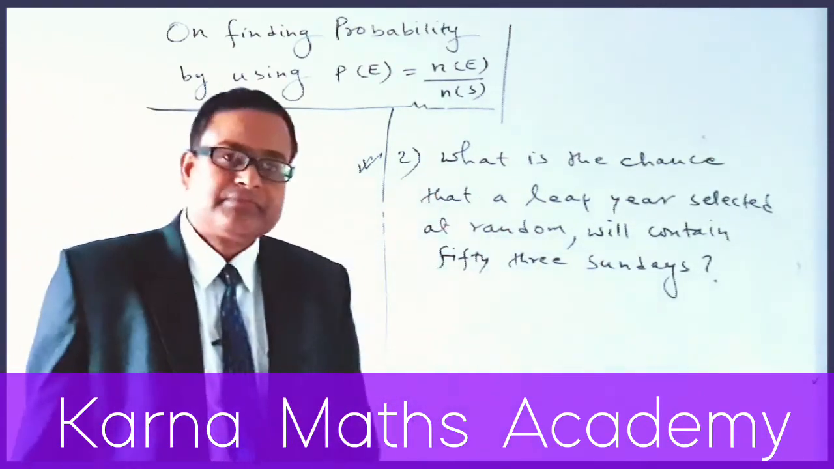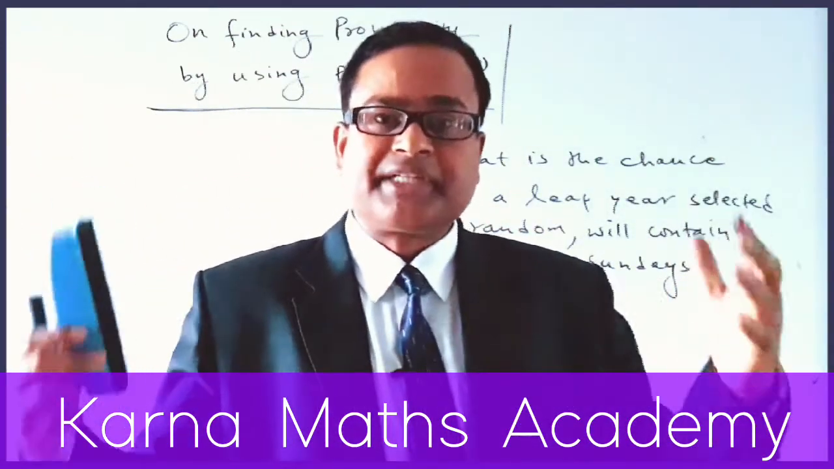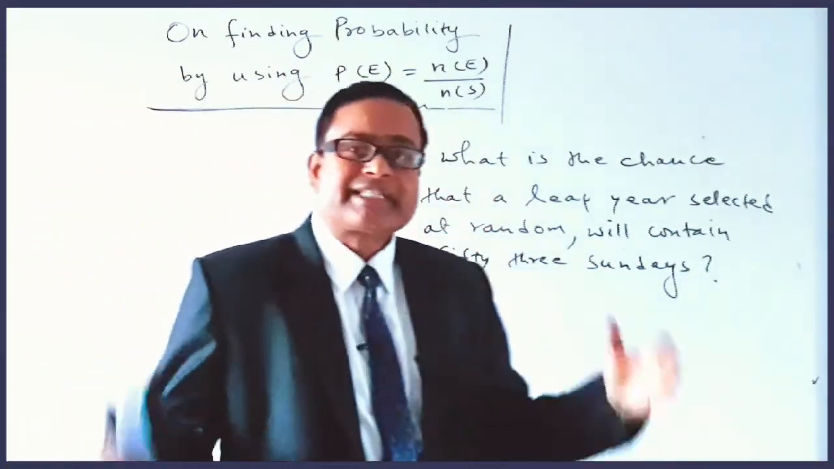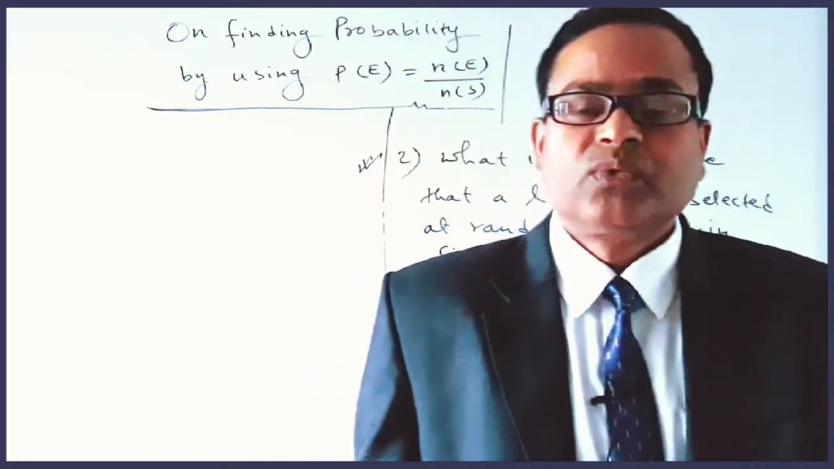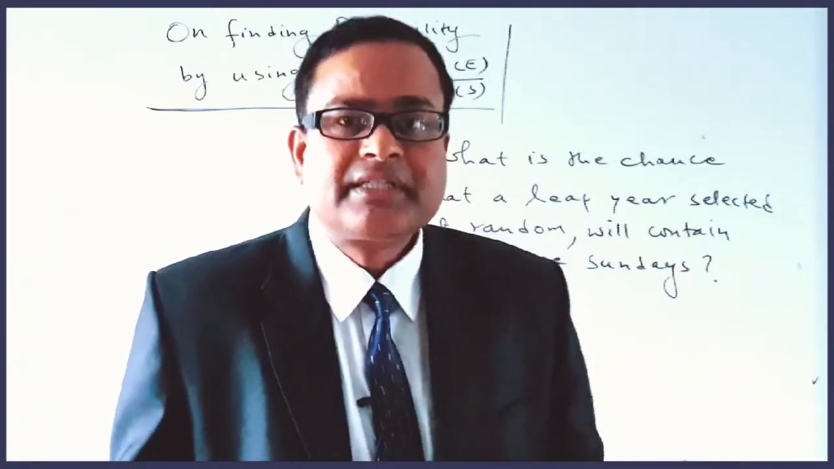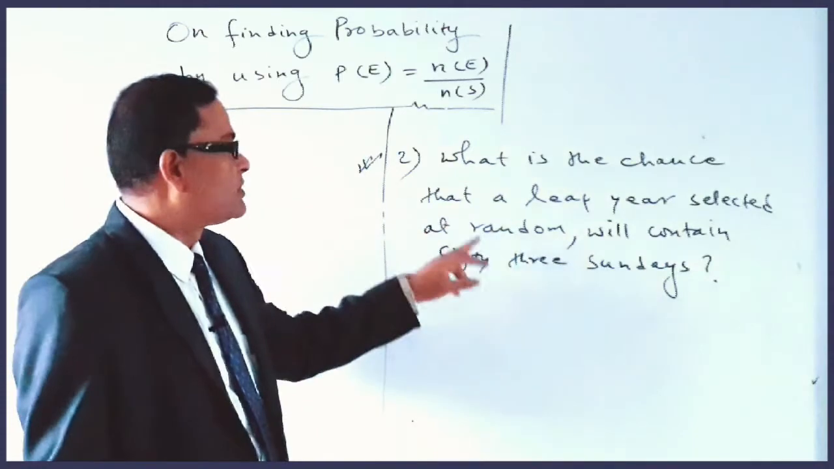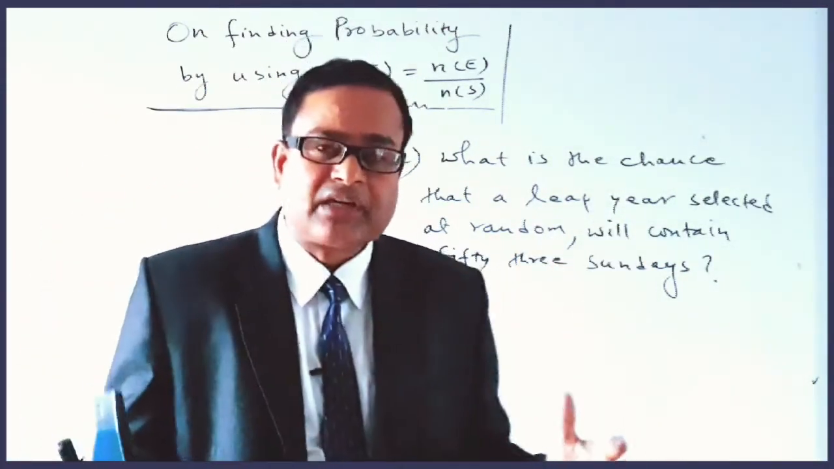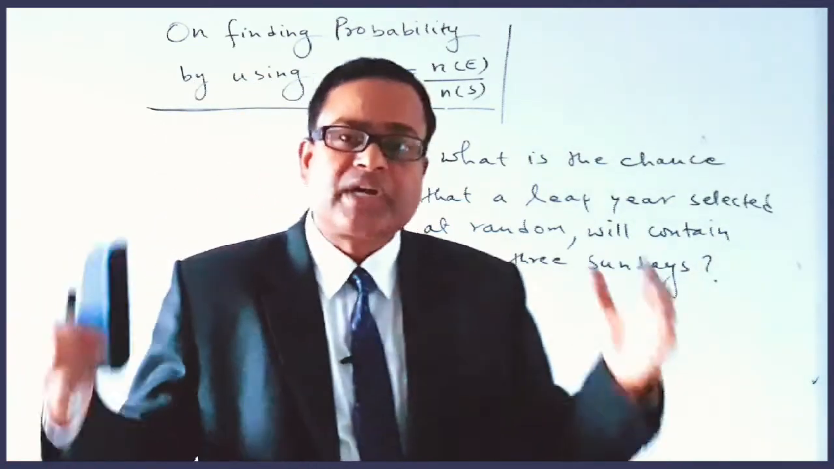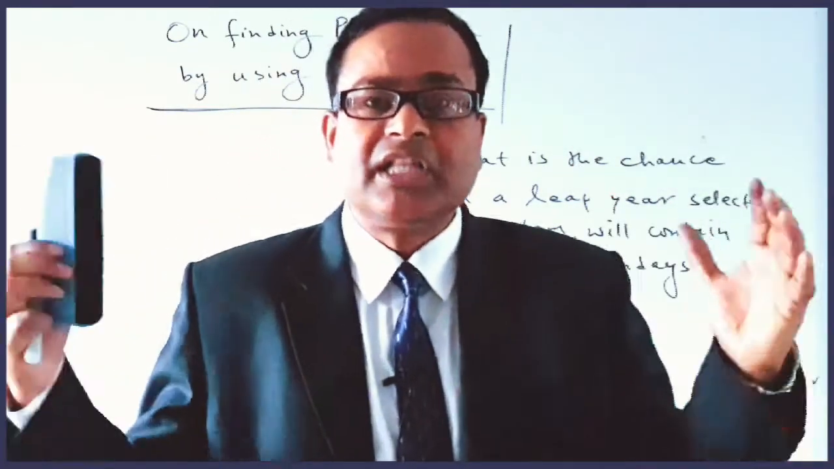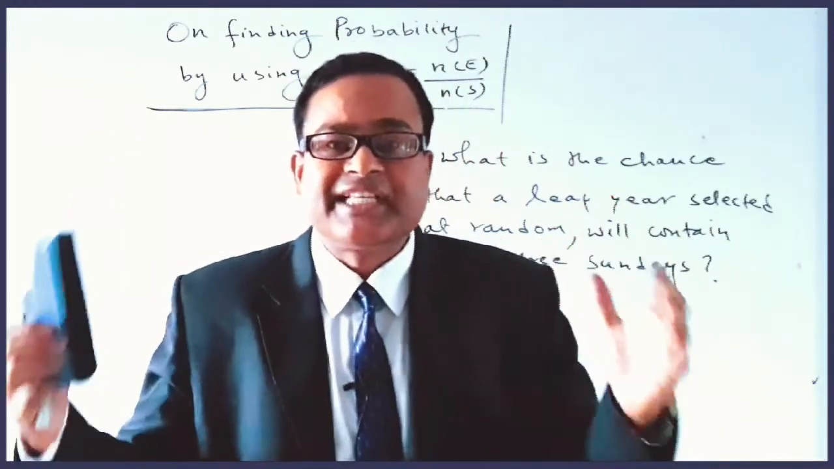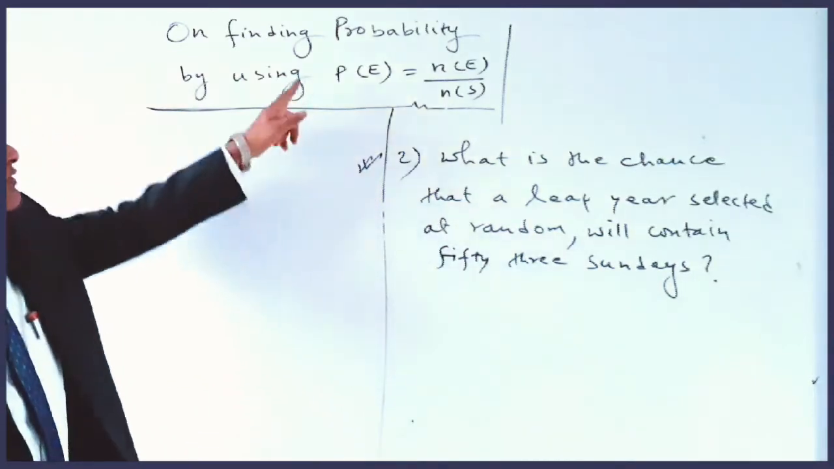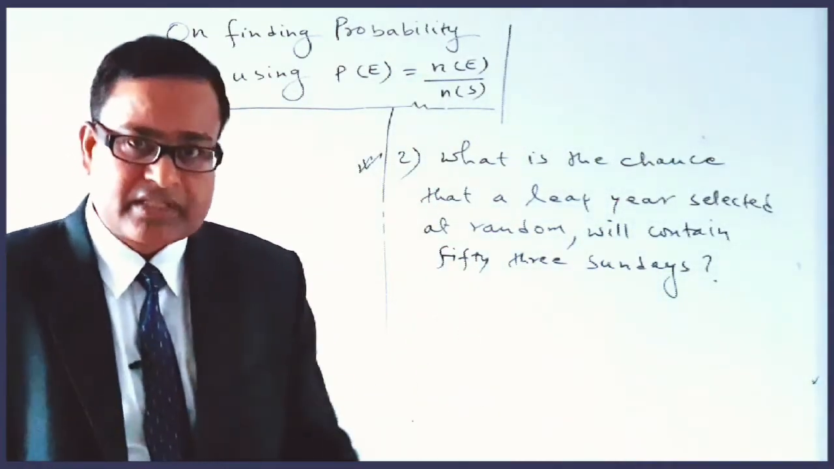What is the chance, that means probability, that a leap year selected at random will contain 53 Sundays? Dear students, we have to find out what is the chance, what is the probability that a leap year will contain 53 Sundays. So let's solve the problem by using the formula P is equal to NE by NS.